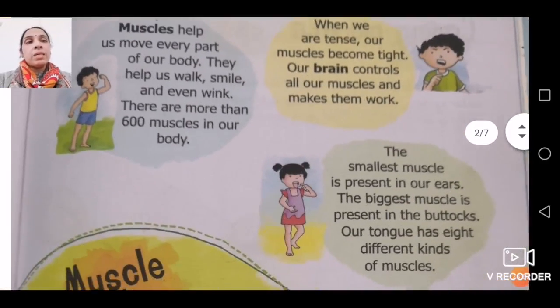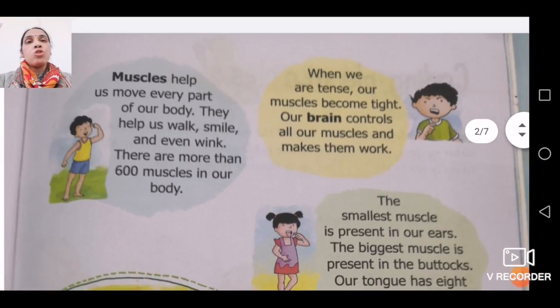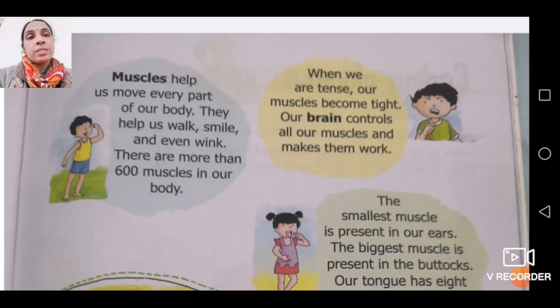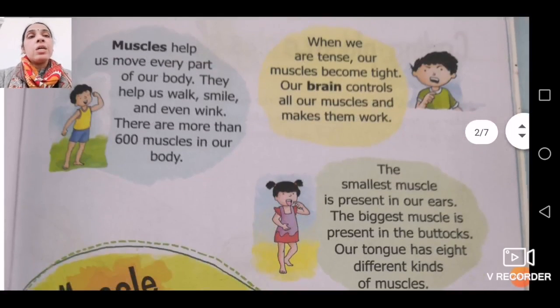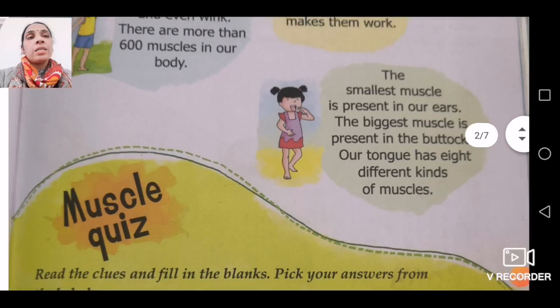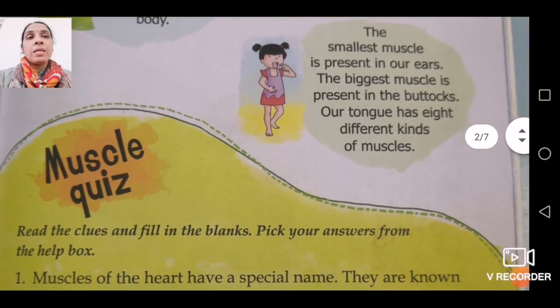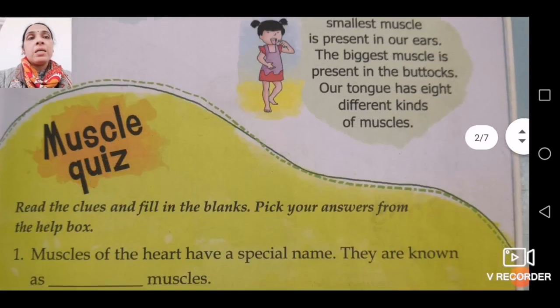Now come to next, muscles. Muscles help us to move every part of our body. They help us to walk, smile and even wink. There are more than 600 muscles. Whenever we are tense, our muscles become tight, and our brain controls all our muscles. Now the smallest muscle is present in our ear, and the biggest muscle is present in the buttock.